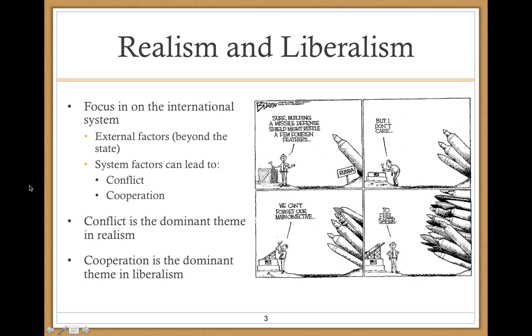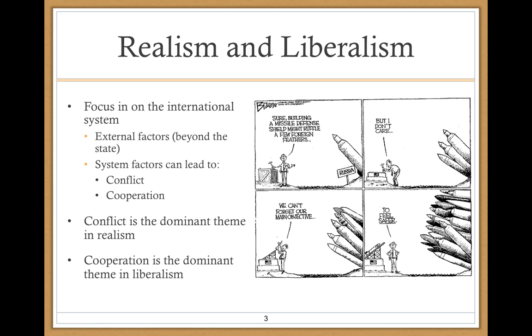All right, so let's focus in on realism and liberalism. Again, these are the two major paradigms of international relations. And as I mentioned before, realism can trace its roots back to Thucydides with a reading of the Melian Dialogue, if you're interested in going to the library and checking out the history of the Peloponnesian War. But beyond that, let me say a few things about realism and liberalism.